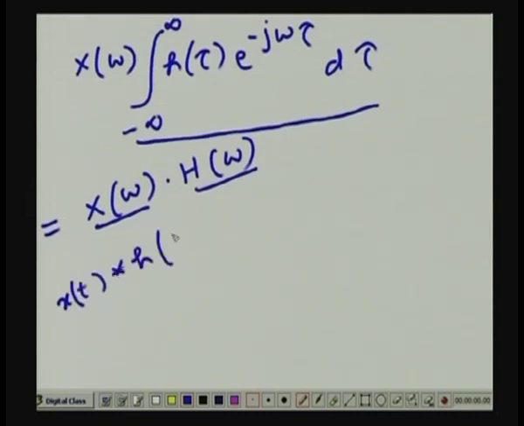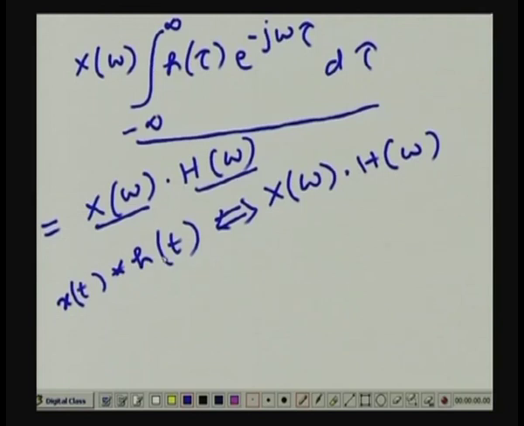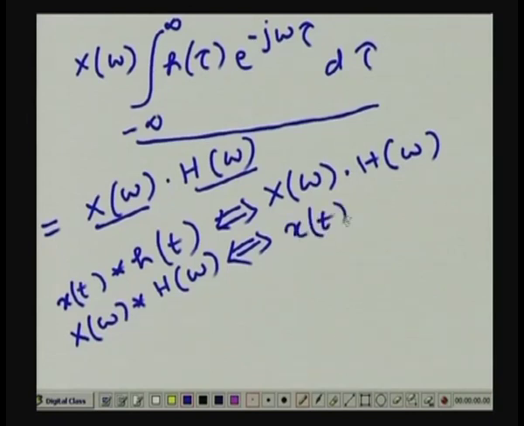So, effectively this means that if I take the convolution of two signals x t and h t in time domain, this is equivalent to multiplication of the two signals in the frequency domain. So, convolution of the two signals x t and h t in the time domain is equivalent to multiplication of the same signals in the frequency domain. The reverse is also true. That is, if we take the convolution of X omega and H omega in the frequency domain, this will be equivalent to multiplication of x t and h t in the time domain.